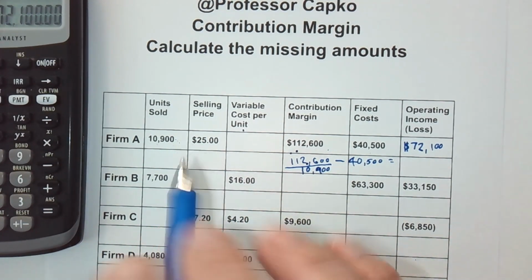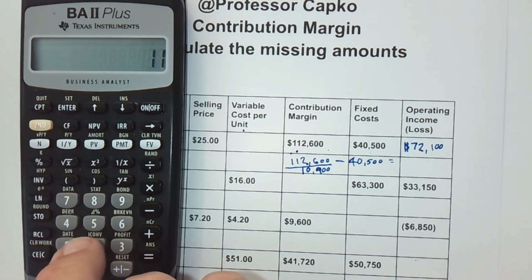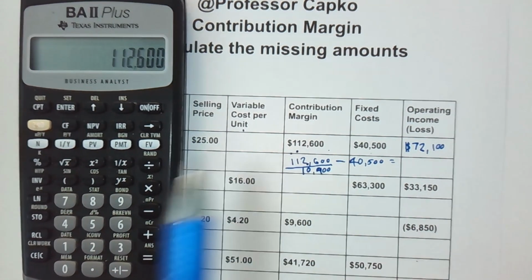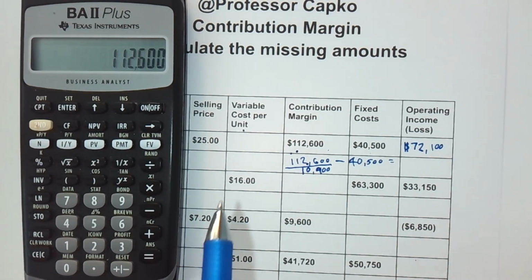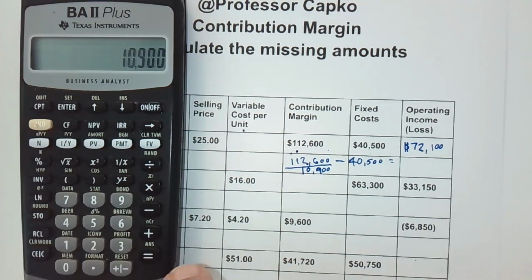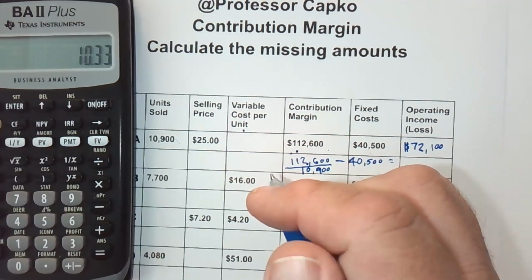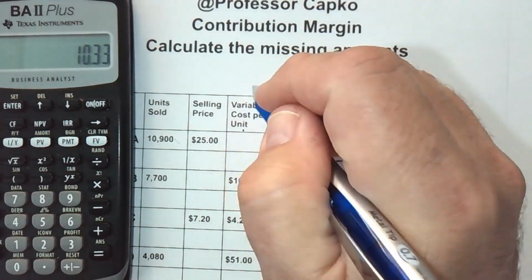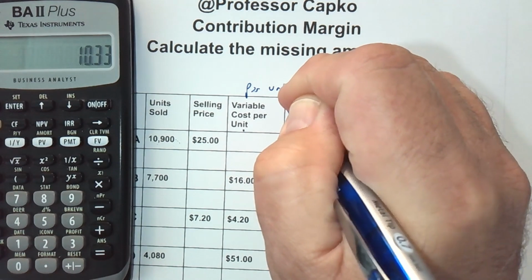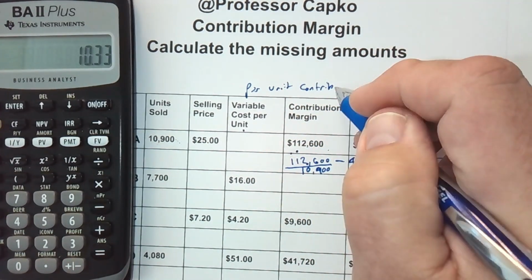There's more than one way to go about this, but I think this might be the easiest way in this case. So I have $112,600 as my contribution margin overall, the aggregate. In other words, once all the units are sold. And we know we sold 10,900, so I divide by 10,900. So that gives us a contribution margin per unit of $10.33.